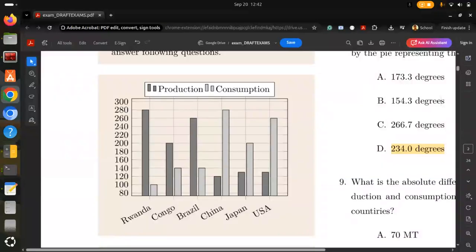The production of Rwanda is cancelling out with the consumption of China. So these two will cancel out. Here 260 production and here 260 consumption. These two will also cancel out. Similarly, these two will also cancel out. So I need not even consider all this, the above six ones.